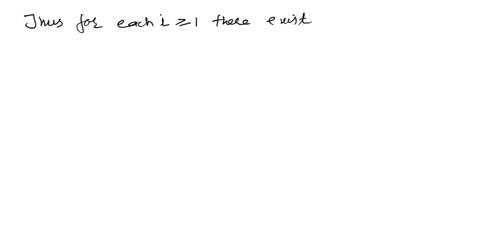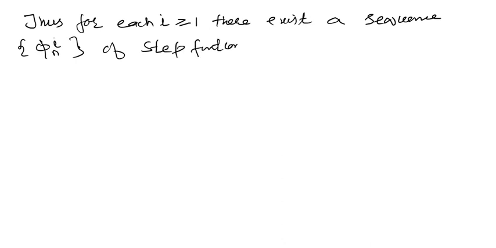So thus for each i greater or equal to 1, there exists a sequence phi n i of step functions such that 0 is less or equal to phi n i, because each fi is greater or equal to 0, and this will increase to fi almost everywhere. This limit is almost everywhere.